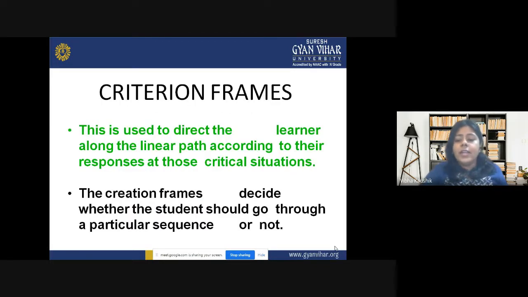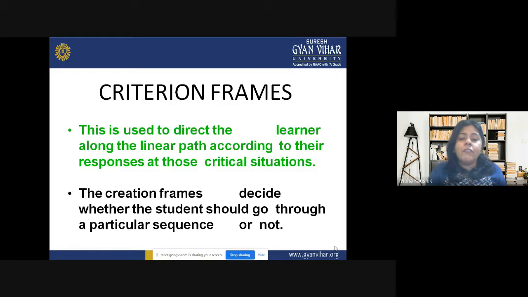Now, criterion frames. This is used to direct the learners. Means these type of frames are used by the programmer to direct the learner, to give the directions to the learner along the linear path according to the responses at those critical situations. Along the linear path, the path which they are following, according to their responses, how they are responding to that particular situations at those critical situations.